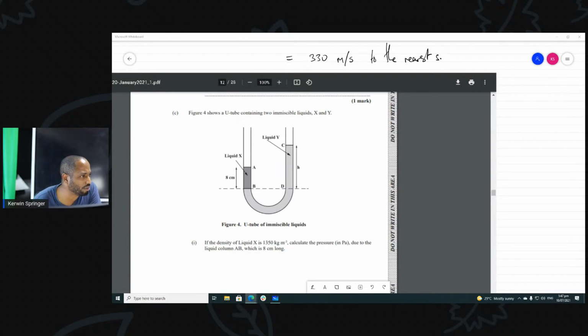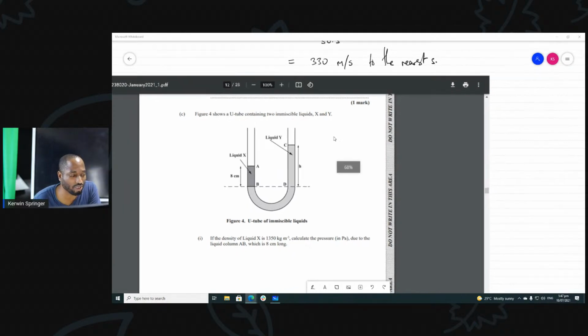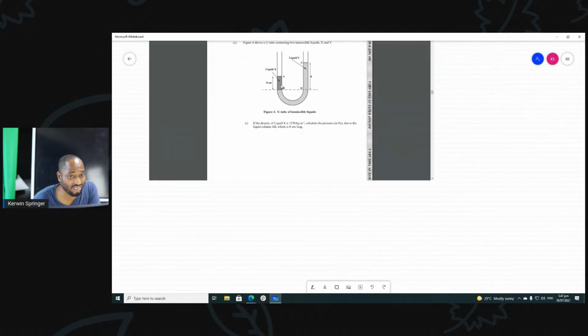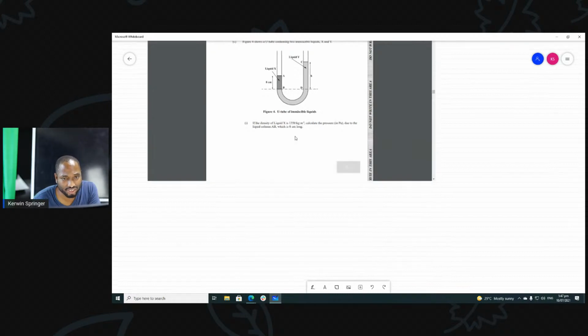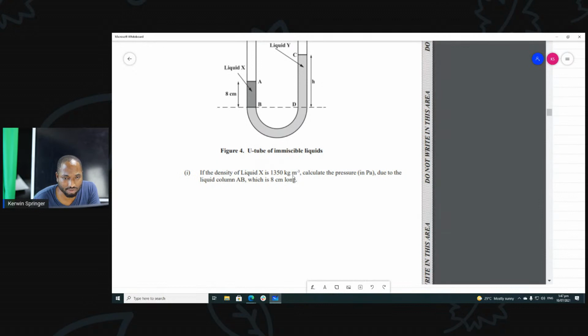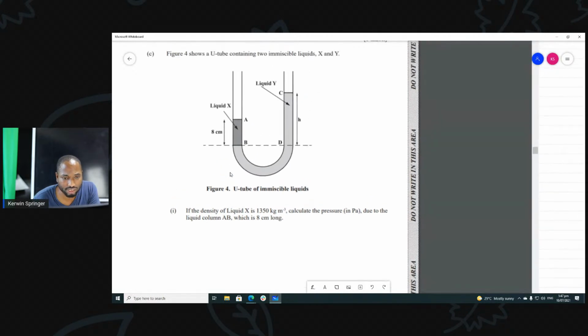Why do people only send me pressure questions? Pressure questions only. This is really easy though. This is h rho g, right? Density by height. Make sure your height is in meters. Change it to meters. And g is 10.